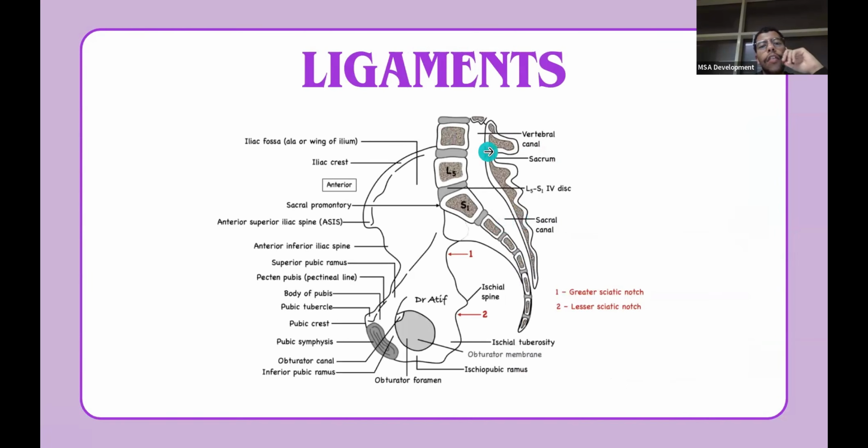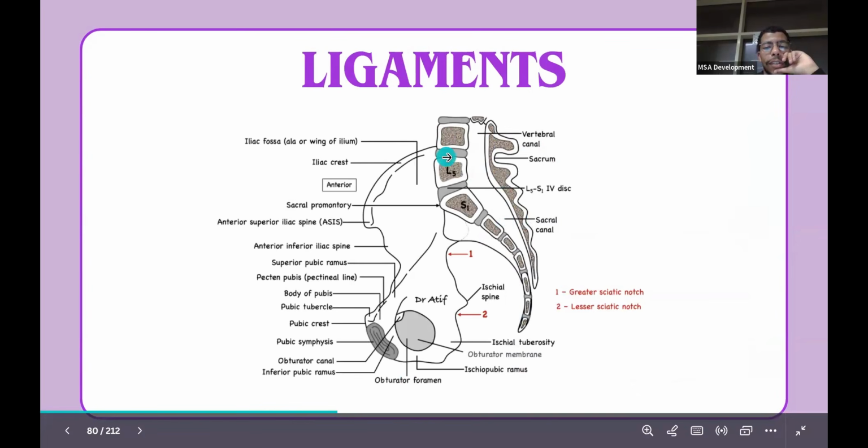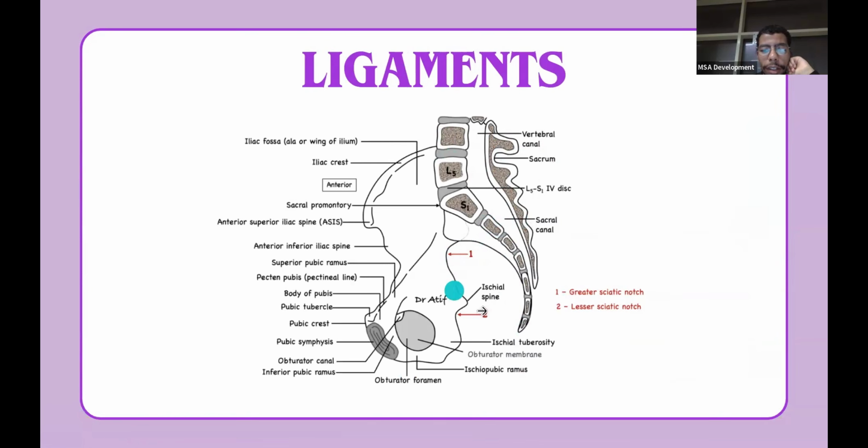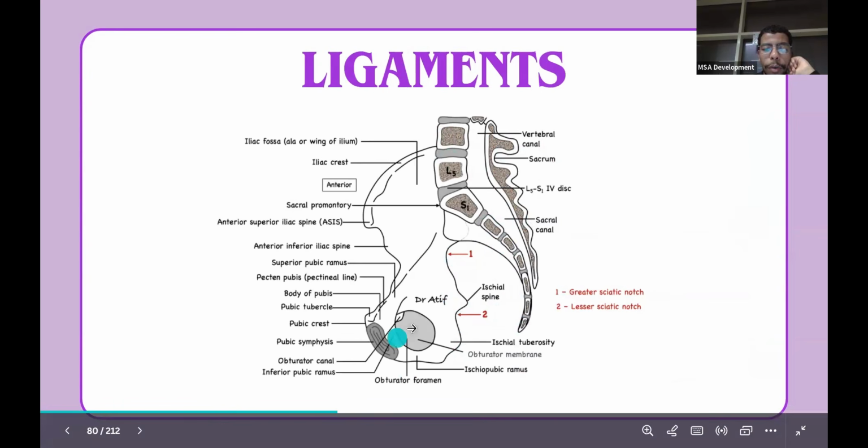Now for the ligaments. This is a slide straight from Dr. Atif. The most important things that I want you to note are the greater sciatic notch over here and the lesser sciatic notch, because we're going to form attachments now that will turn them into foramina.